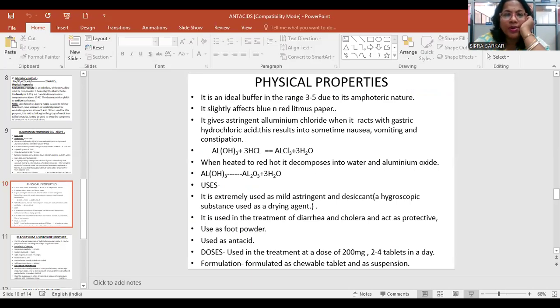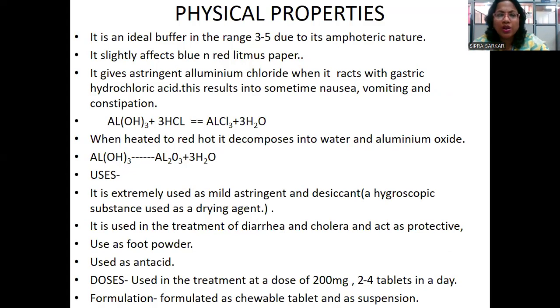Now coming to the physical properties of aluminum hydroxide. It is an ideal buffer in the range of 3 to 5 due to its amphoteric nature. It slightly affects blue and red litmus paper. It gives astringent aluminum chloride when it reacts with gastric hydrochloric acid. This results in sometimes nausea, vomiting and constipation. Aluminum hydroxide reacting with hydrochloric acid will produce AlCl3 and 3H2O. When heated to red hot, it decomposes into water and aluminum oxide. So aluminum hydroxide is heated and it will break down to Al2O3 and 3H2O.